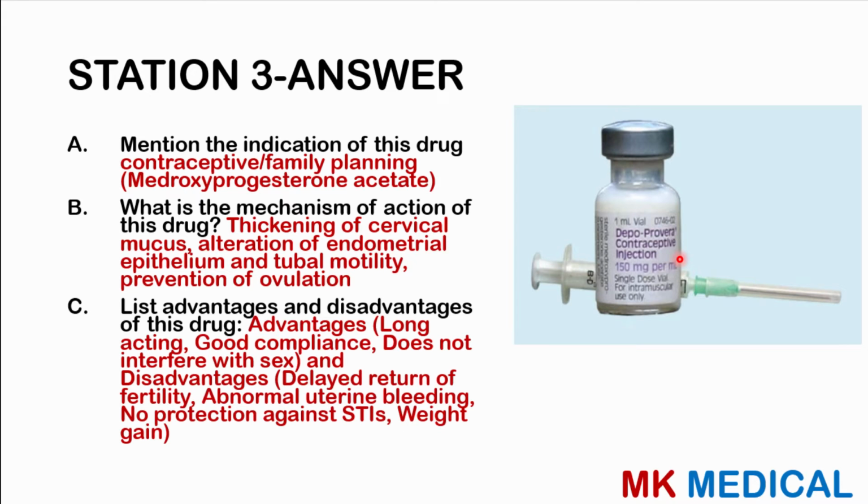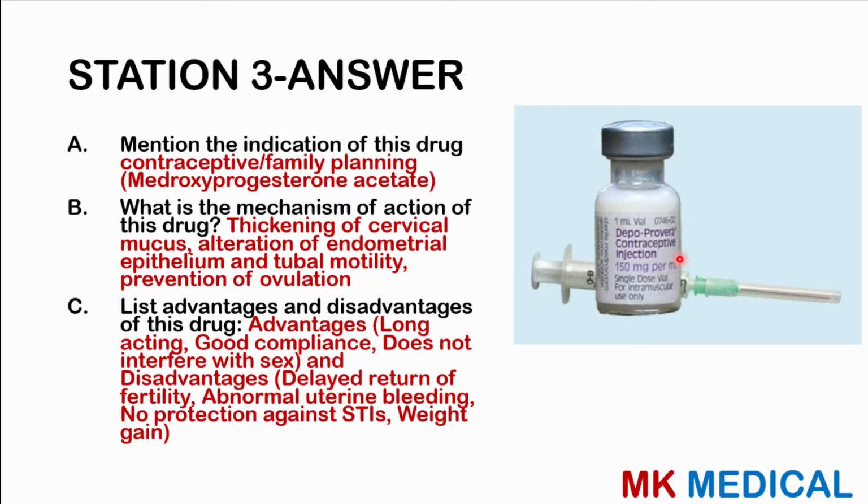Here comes the answer. So this is a drug that's used for contraception or family planning. It's medroxyprogesterone acetate, so this is Depo-Provera. The mechanism of action of this drug is that it's going to be causing thickening of the cervical mucus. It's also going to be causing alterations in the endometrial epithelium. It's also going to be causing alterations in the tubal motility, thereby preventing ovulation, thereby preventing pregnancy.